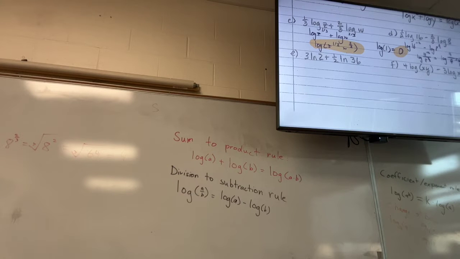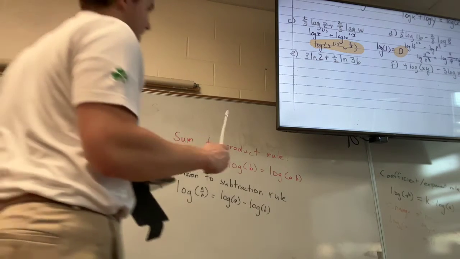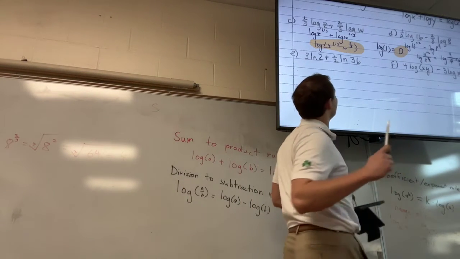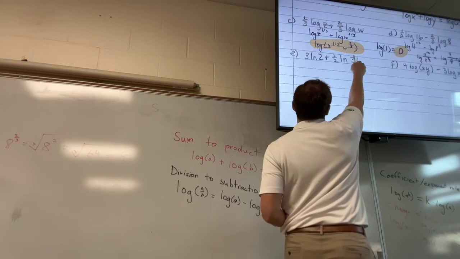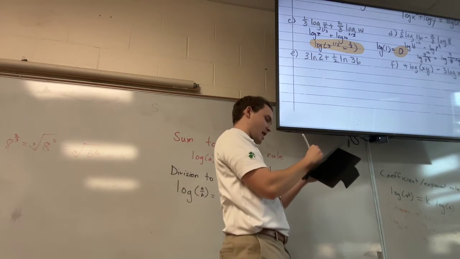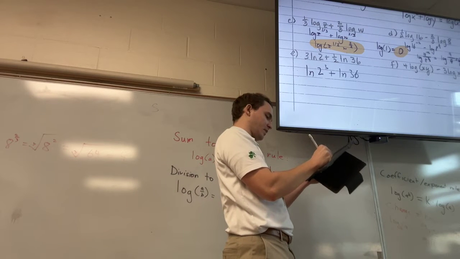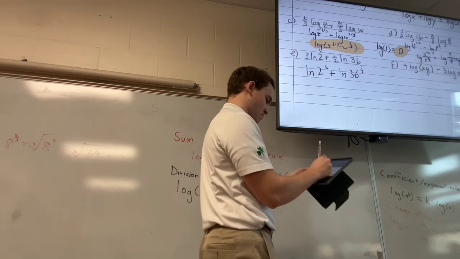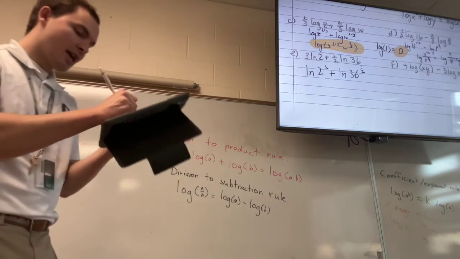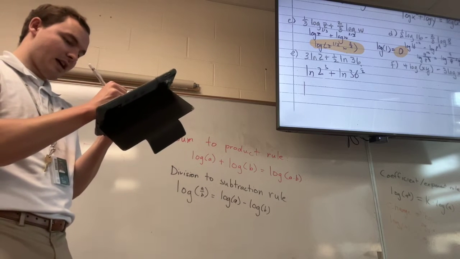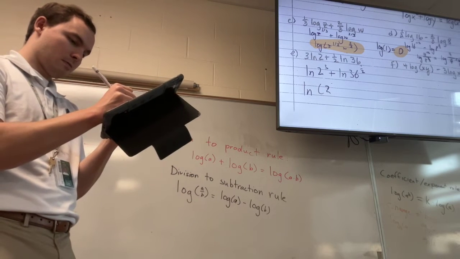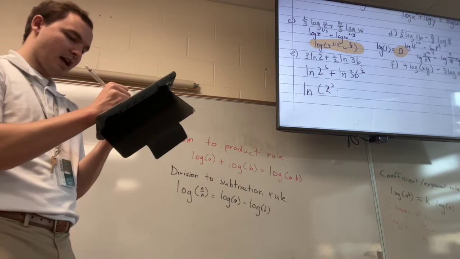E, we're going to use the sum to product rule. So we got to get rid of what then? Coefficients, right? We got to move this 3 inside, move the 1/2 inside, okay? So we get ln of 2 to the 3rd plus ln of 36 to the 1/2. So I just move those coefficients inside, and then that becomes ln of 2 cubed times 36 to the 1/2.